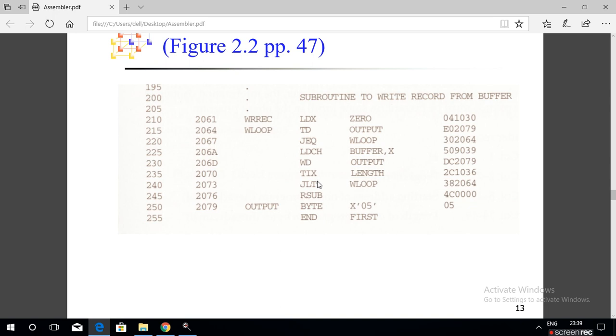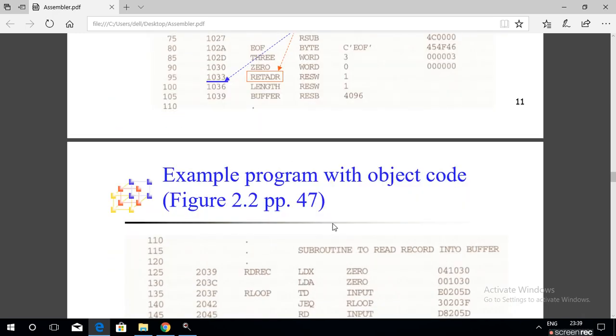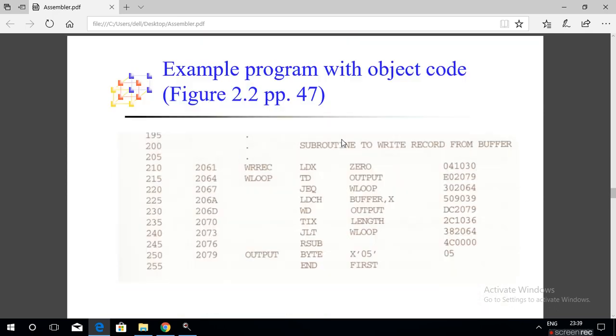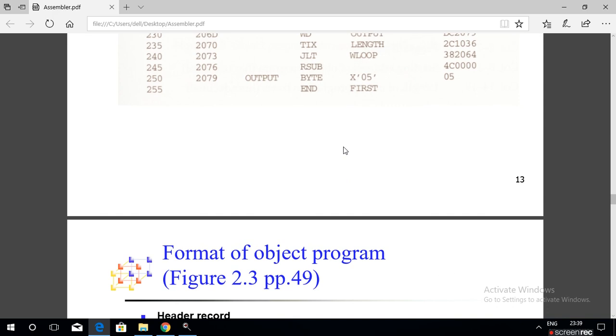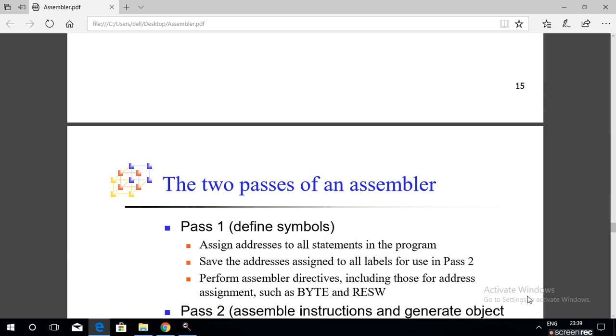Test whether the appropriate length is reached. Otherwise, go on reading the characters. Return from the subroutine. So this routine will read data from the input device into the buffer, and whatever data is read will be written to the output device. Next, pass one of an assembler.